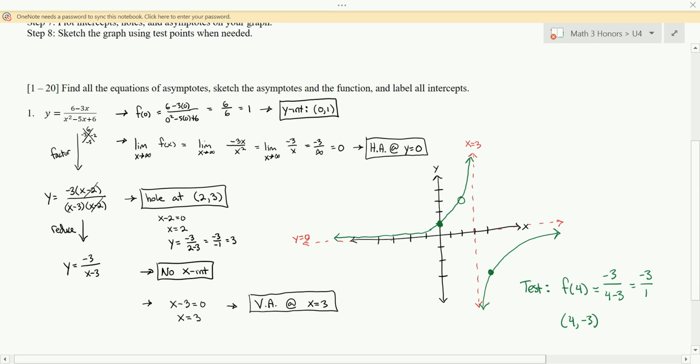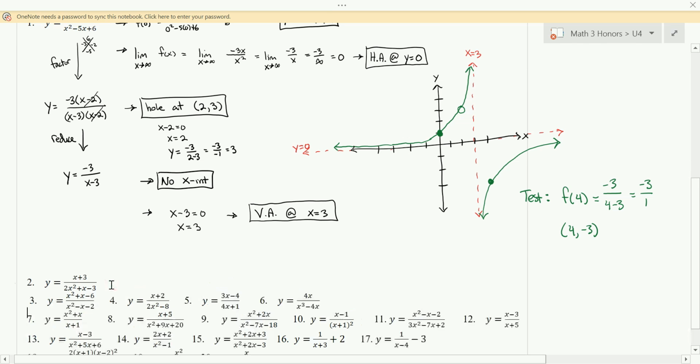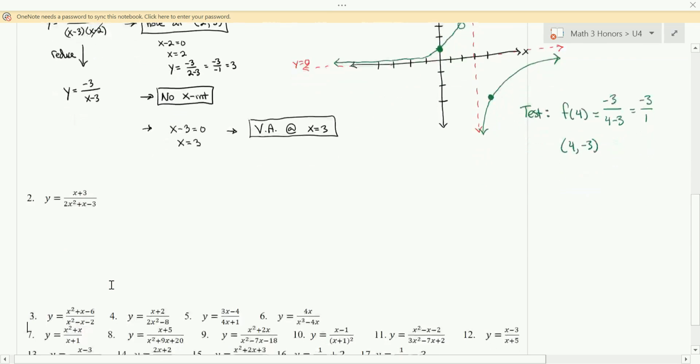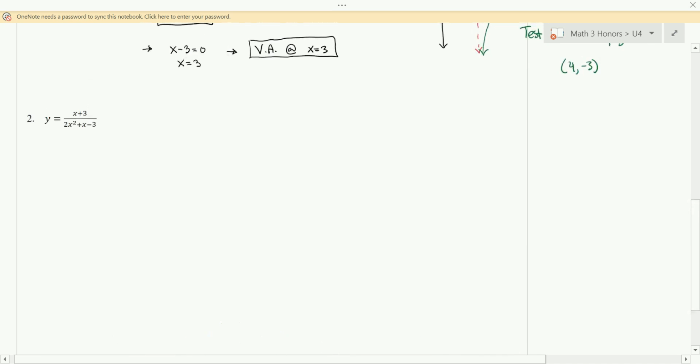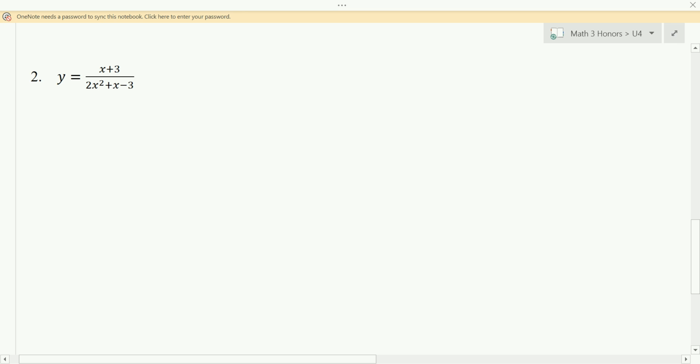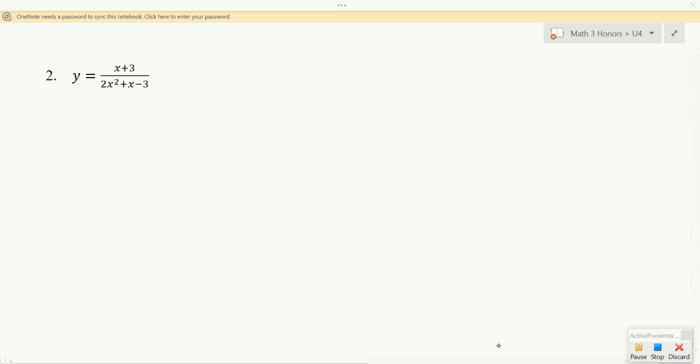Okay, so let's do another one. So we're just going to follow those steps I gave you. First step, find the y-intercept. So we're going to plug in 0. Go ahead and find that.